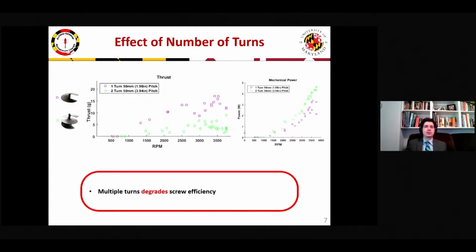First, we investigated the number of turns. Our baseline rotor had a single turn. In this left plot, we see the dimensional thrust versus RPM, and on the right, the mechanical power. We found that a second turn increases power as we expected, but unexpectedly, the second turn actually reduces the total thrust. Overall, we conclude that more turns degrades the screw efficiency.